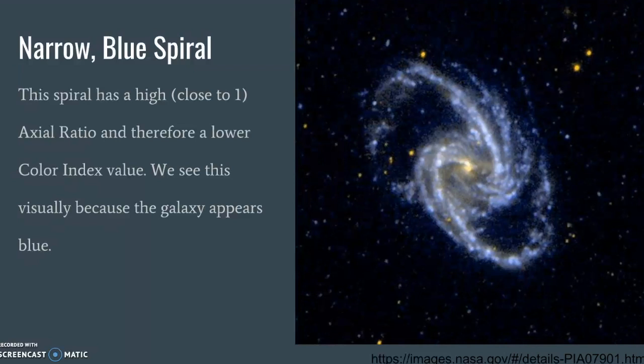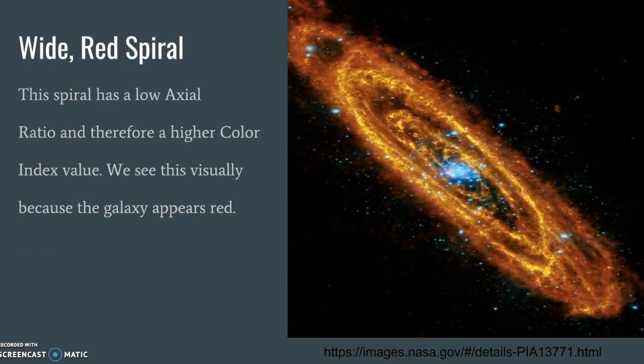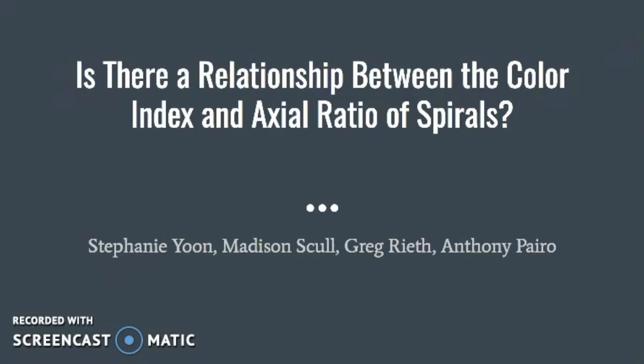Our first visualization is a blue spiral. This spiral in particular is fairly flat, so it appears blue to us. Our second visualization is a red spiral. This galaxy appears to be tilted to a large degree, so it looks red.